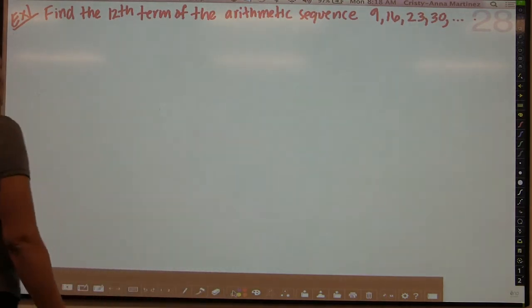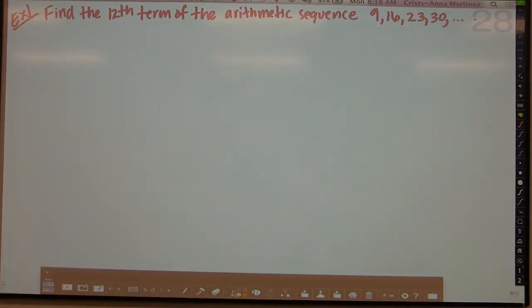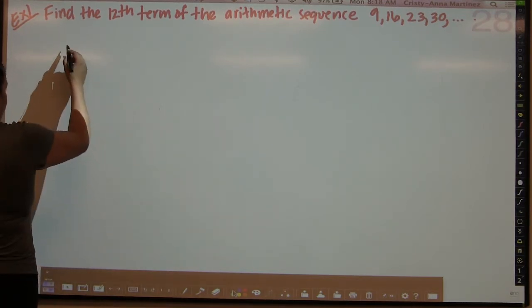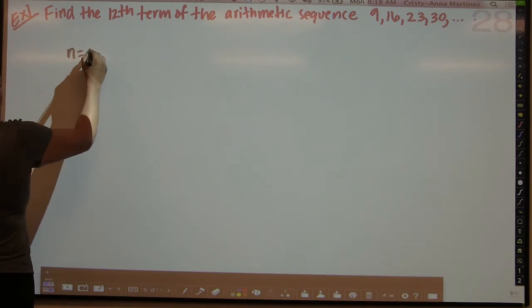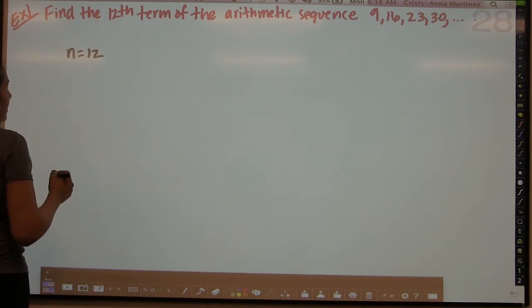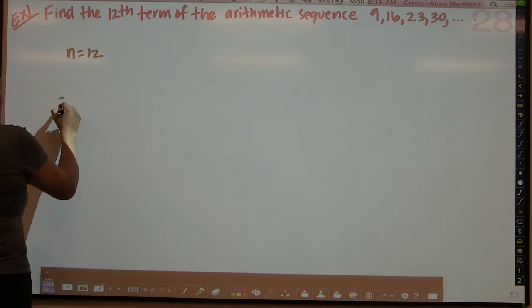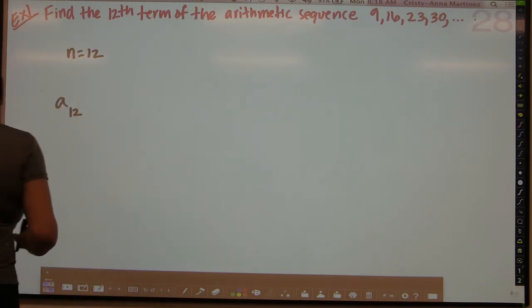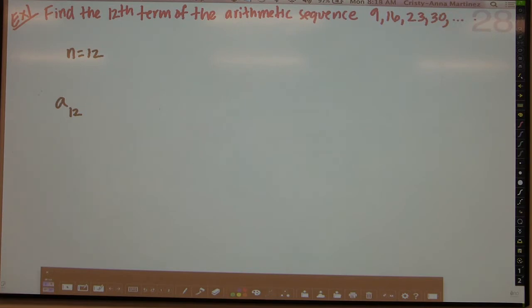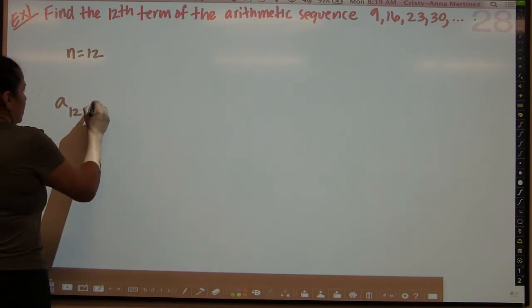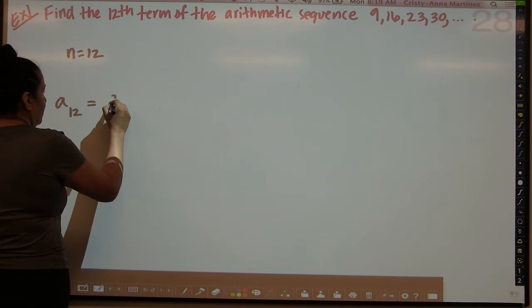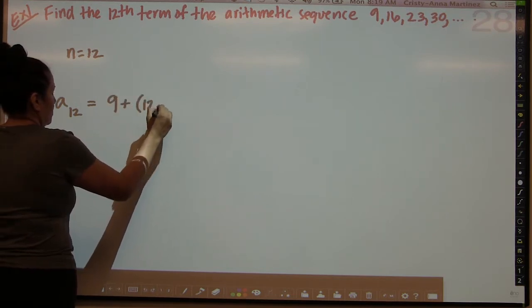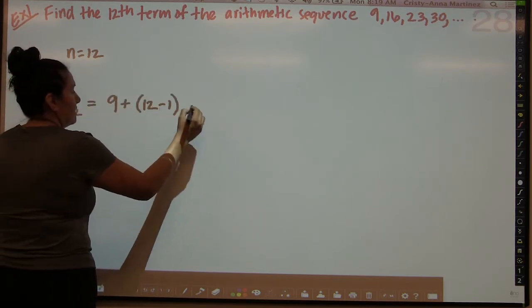So example 1 says, find the 12th term of the arithmetic sequence 9, 16, 23, 30. So the 12th term would be n equal to 12, and they want us to find the value of that 12th term. So they're actually asking us to find a sub 12. We're going to plug that into our formula. The first thing is a sub 1, which is 9, plus n minus 1, so remember n is 12, times the common difference.